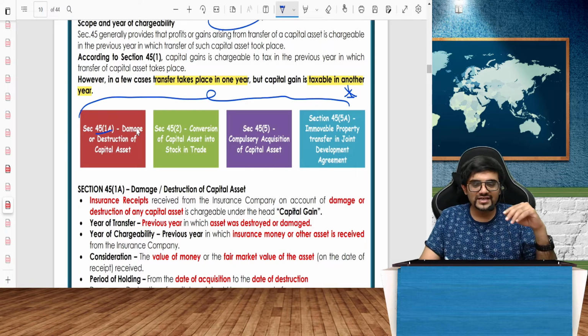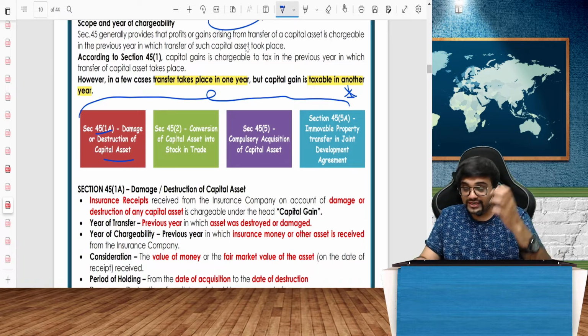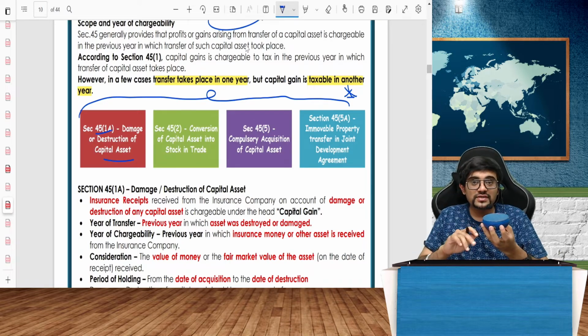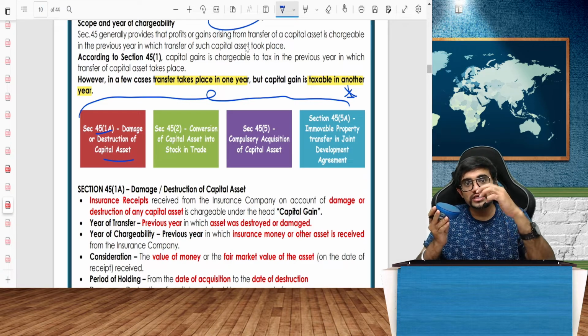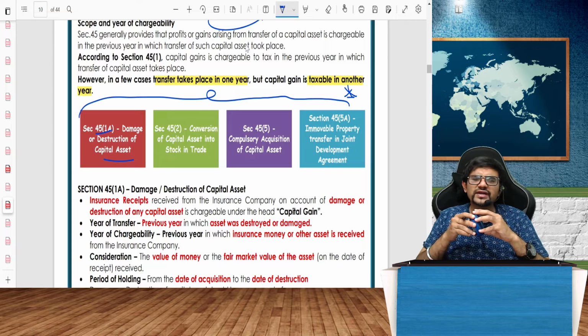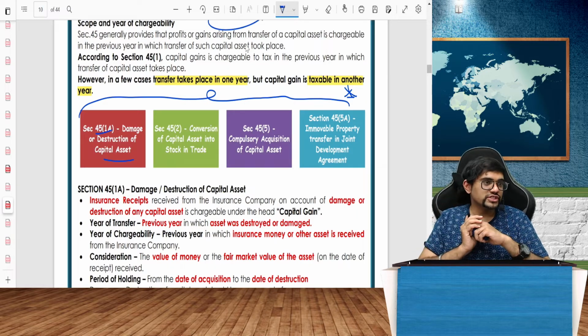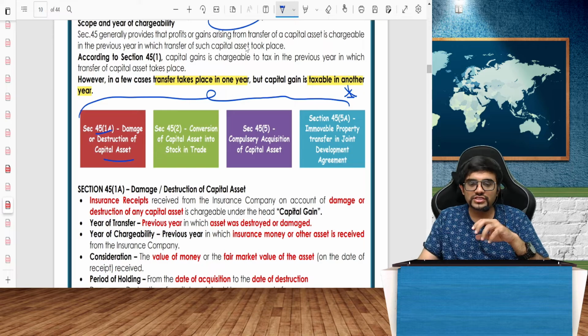Section 45(1)(a): damage or destruction of what? Capital asset. Guys, I told you, this got destroyed. What is the year of transfer? The day it is destroyed. Correct? What is the date of transfer? The date it is destroyed. Insurance compensation comes 1 year later. So when should I pay capital gain? Though it is in the year of transfer, capital gain will be paid in the year of receipt of compensation.